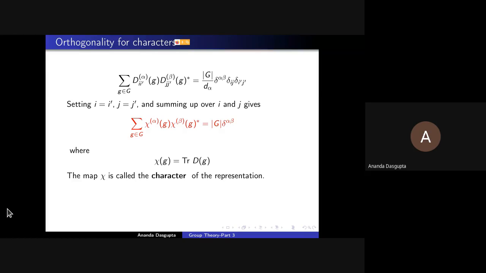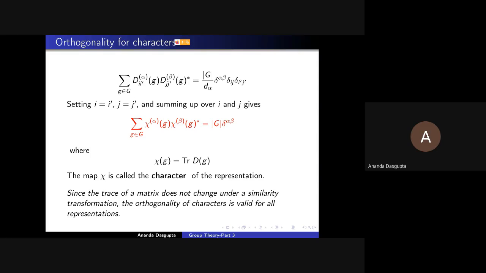Okay, so let's see why. This chi is called the character of the representation. It's a map that we are talking about. It maps every group element g to this trace of D(g), or chi(g). Now, one important thing: we derived this result using the unitary representation, right? We started from this unitary version and then put j equal to j prime and then added up. That's why you had both g and g star and not g and g inverse, right?